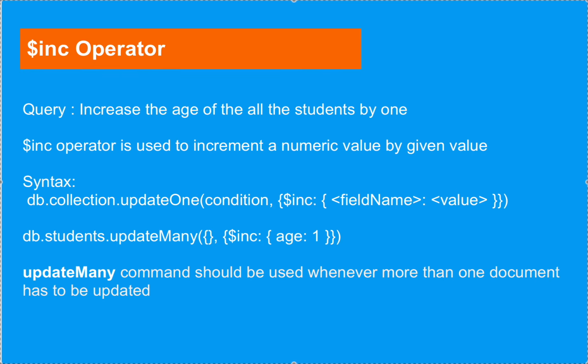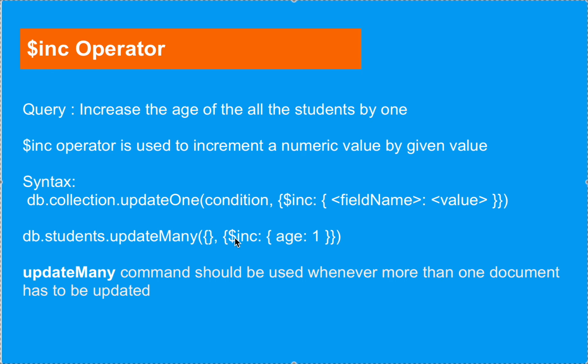In a similar way, suppose if you want to increase the age of all the students by 1, you have to use the $inc operator. It is used to increment a numeric value by a given value. Syntax will be db.collectionName.updateOne or updateMany, and you have to pass the condition. After that, $inc takes an object, the field name and the specified value.